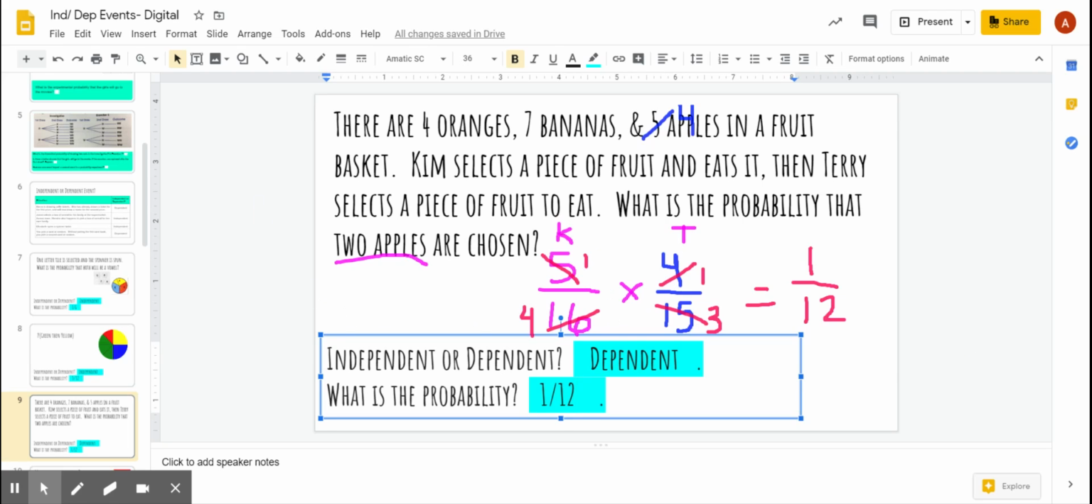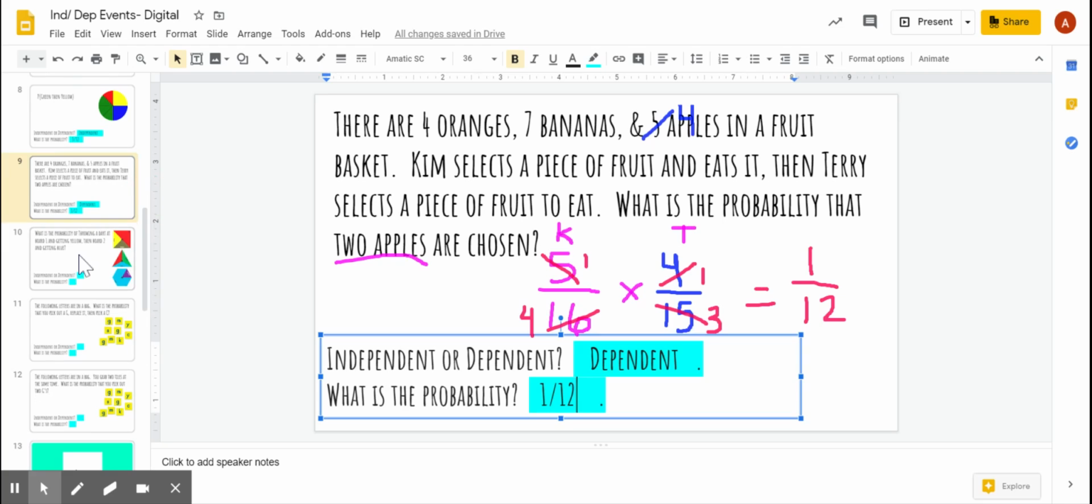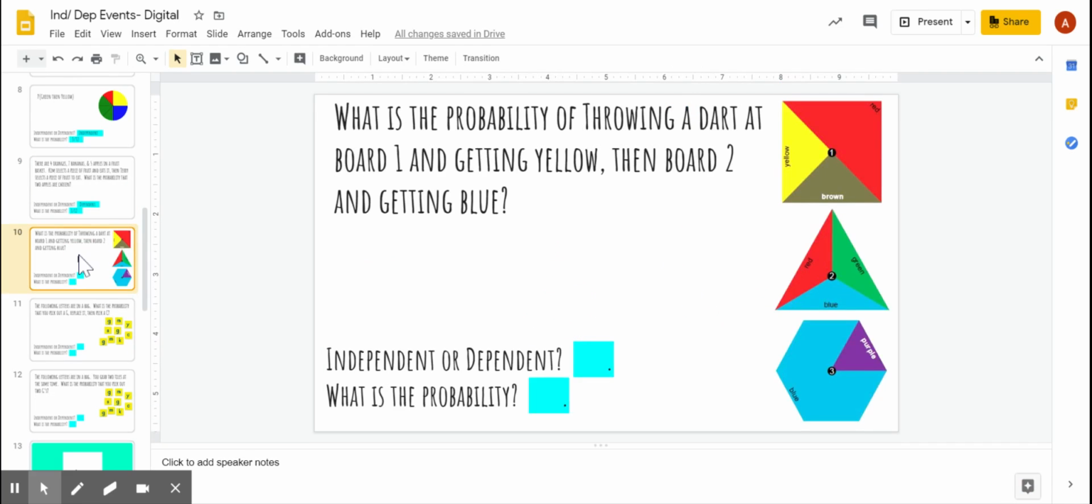Okay. This is a really good one. Come back and watch this part again if you need to see how I'm getting these 4 and 15. I know those are both different, right? They both had to decrease. Okay, just a couple more for us to do together.